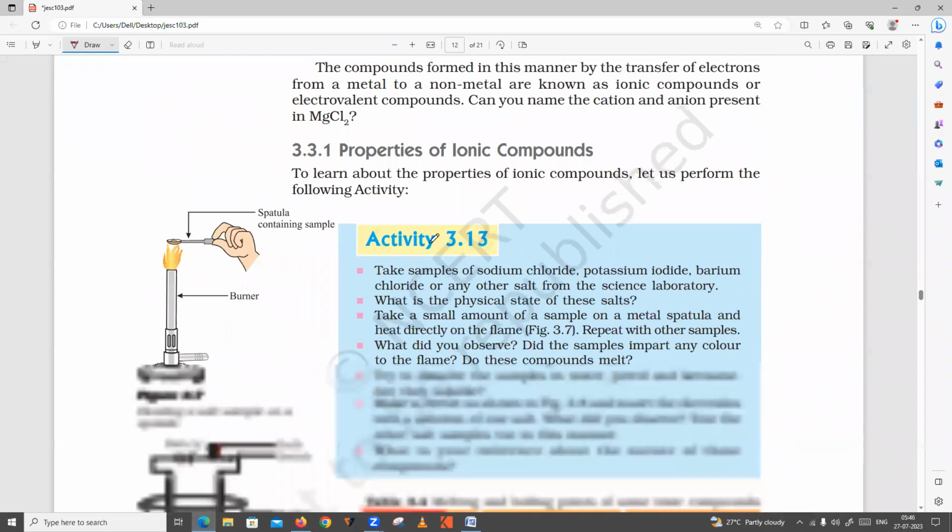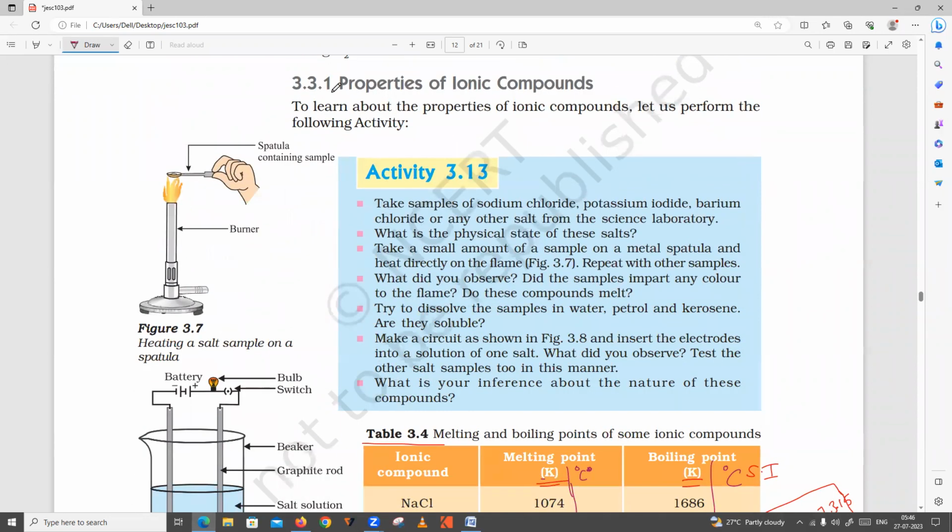Okay. So now let us see the properties of ionic compounds. This is one of the most important ones. You have to learn each and every property of ionic compounds. So let us start with the first property. Everybody observe very carefully. With the activity, we will study that. Heating a salt sample on a spatula, you can see here. They have taken a salt on a spatula and started heating directly on the burner.